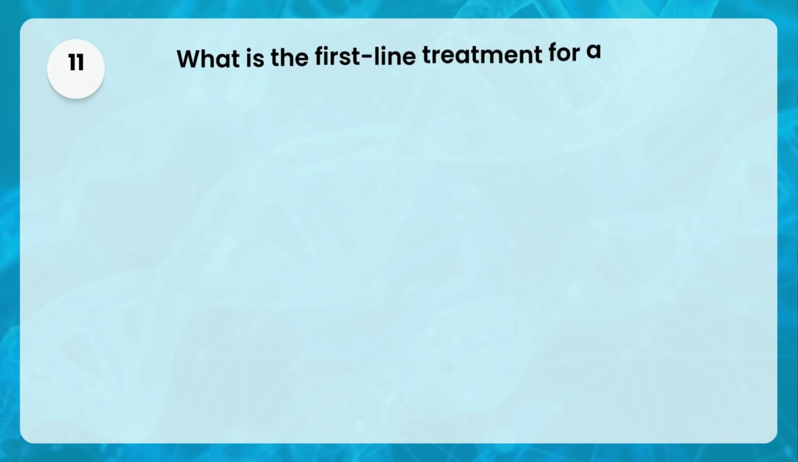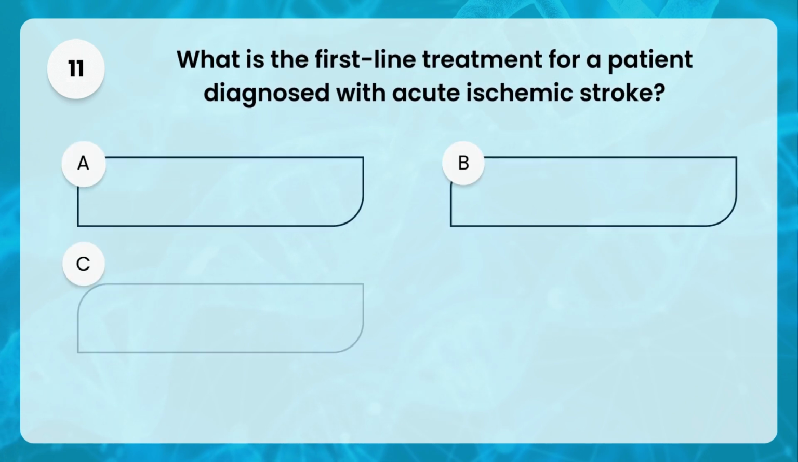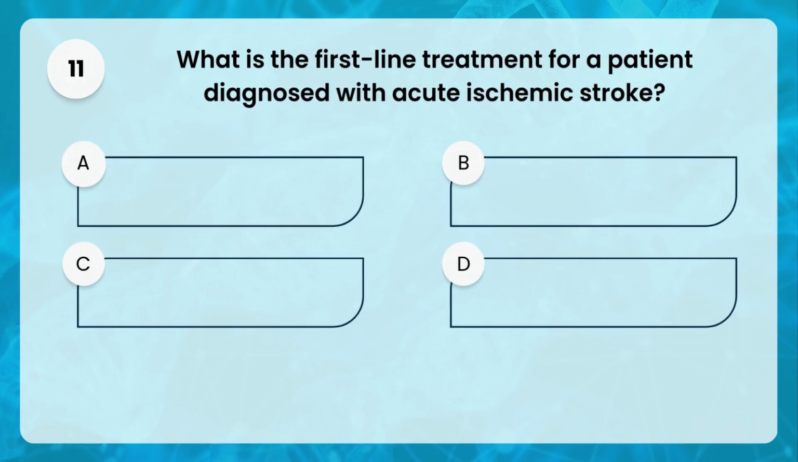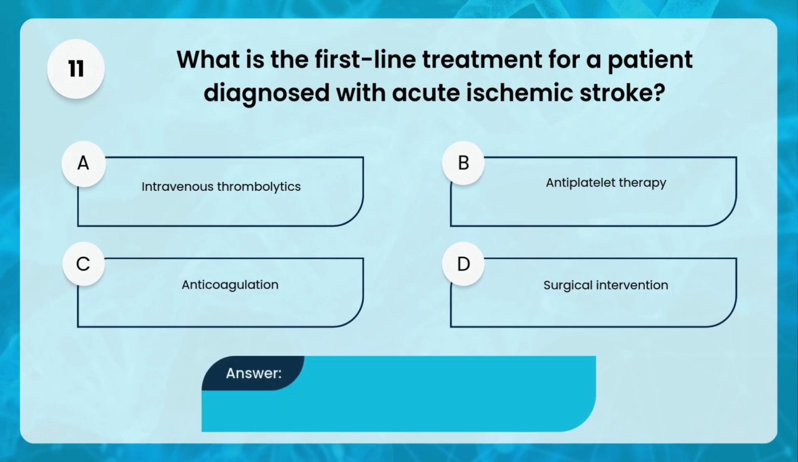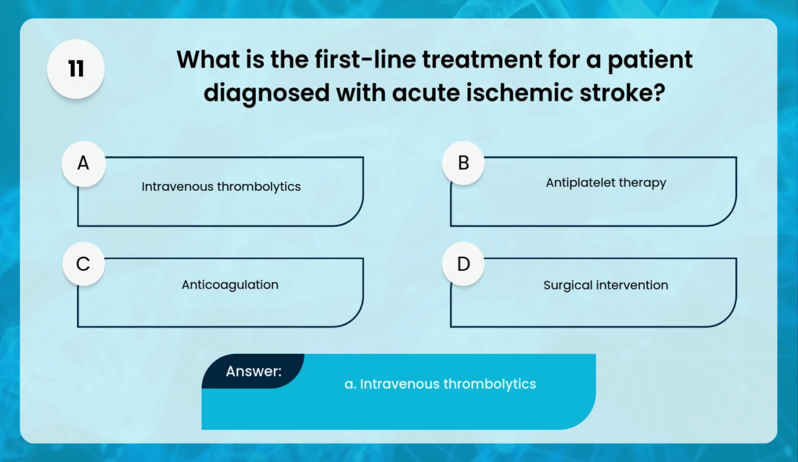Number 11. What is the first-line treatment for a patient diagnosed with acute ischemic stroke? A. Intravenous thrombolytics. B. Antiplatelet therapy. C. Anticoagulation. Or D. Surgical intervention. The answer is A. Intravenous thrombolytics.